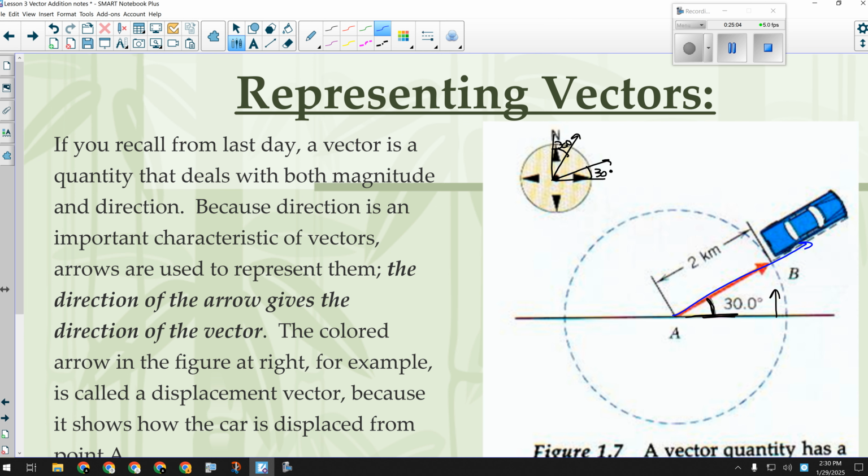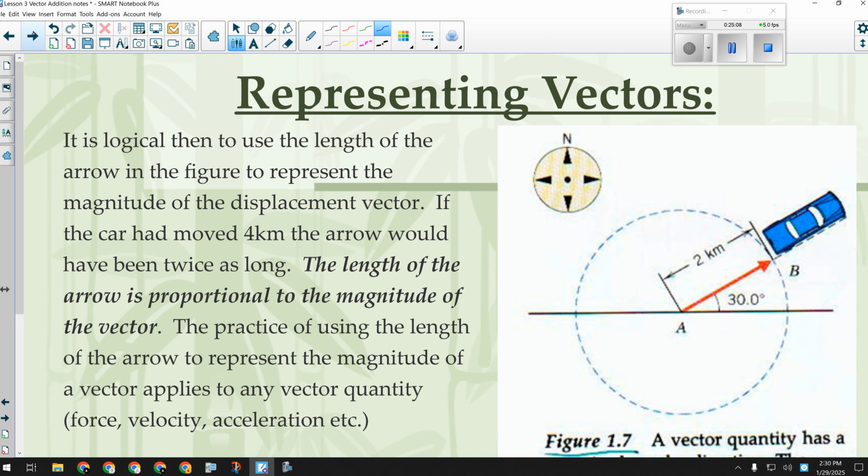All right, so we draw the arrow pointing in the direction of the vector we're given, and the length of the arrow is representative of the magnitude. So a 4-kilometer vector is twice as long as that one, at least as best you can.